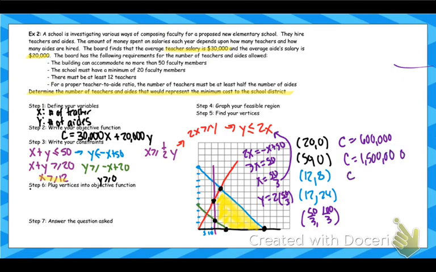If I plug in x is 12 and y is 8 into that objective function, then I'm going to end up with 520,000. If I plug in 12 and 24, again, same thing, just plugging them into that same original function, then that's going to give me 840,000.